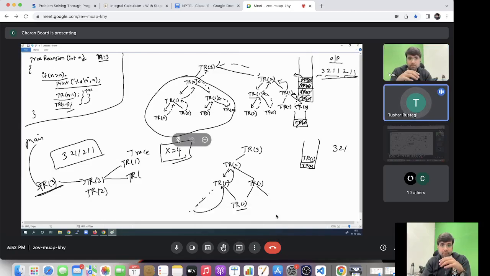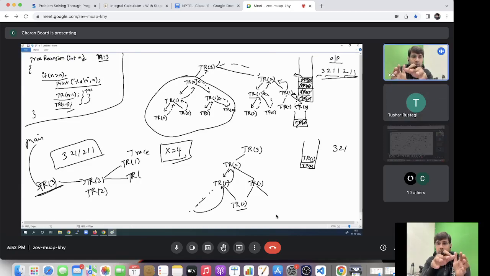Sir, in tr, does it mean tree recursion function? Yes, this is the example function. I want to show how recursion works if a function calls itself more than one time. It is similar to normal recursion, but whenever you call it multiple times, it executes in such a way that it represents a tree. That's why it is called tree recursion. Got it?